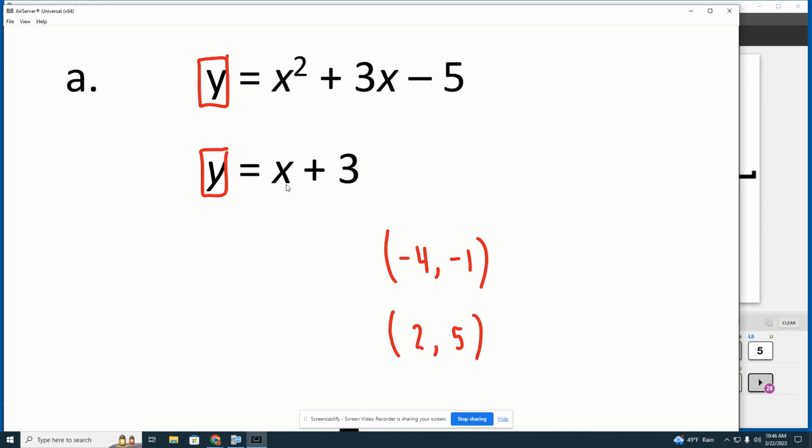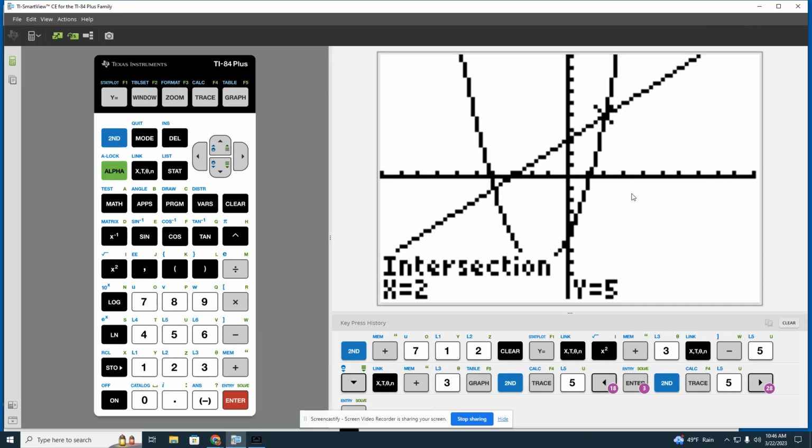Same for 2. If I plug 2 in here, I would get 5. If I plug 2 into these, I would get 5. That's the location that they have in common. They're the only two. Okay? That's what we're finding when we solve a system of equations. The locations on a coordinate plane, so ordered pairs, that those two equations have in common. Okay?